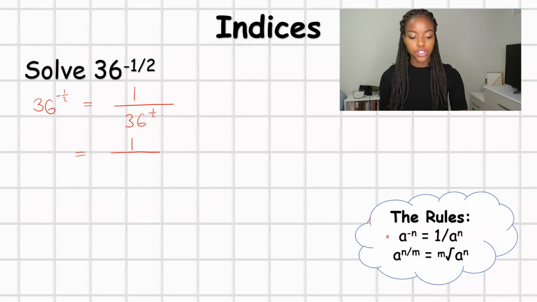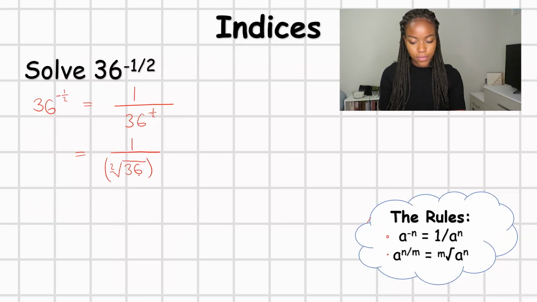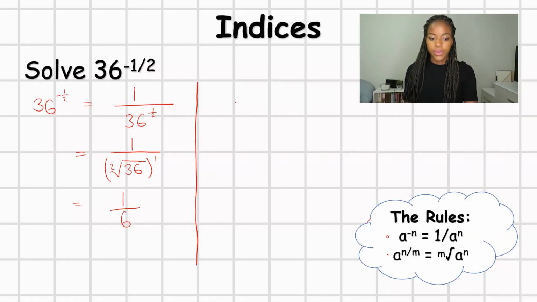We're now going to substitute 36 to the power of 1/2 into the second formula here. Our a is 36, n is 1, and m is 2. So we would be doing the 2 root of a, which is 36, to the power of n, which is 1, which gives us 1 over the square root of 36, which is just 1 over 6.